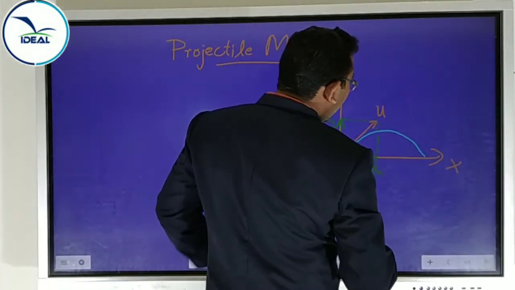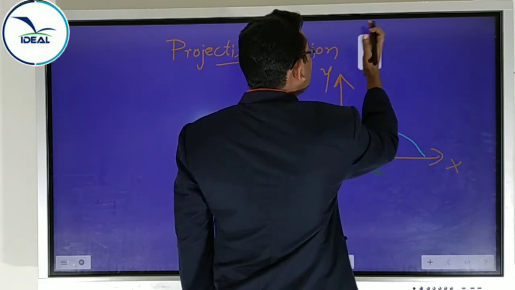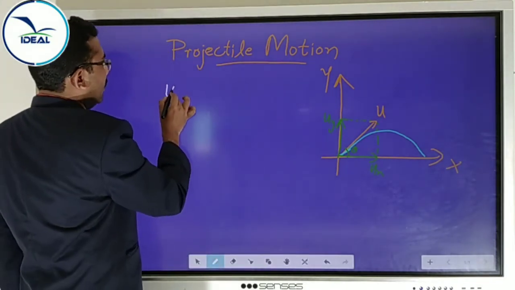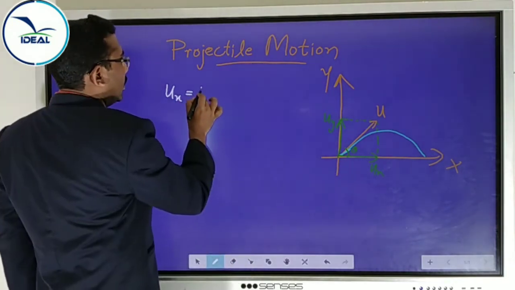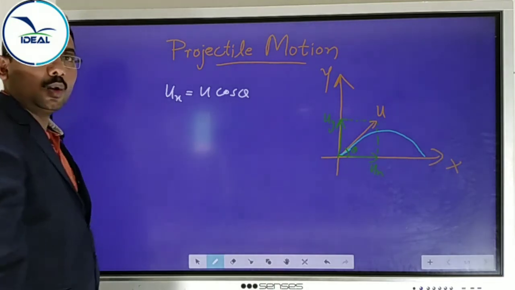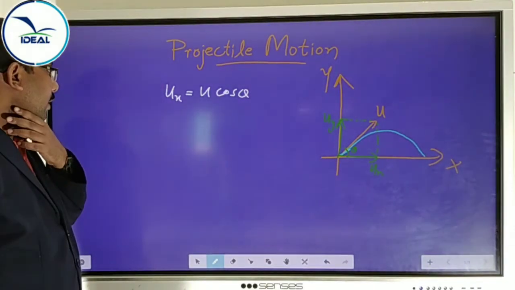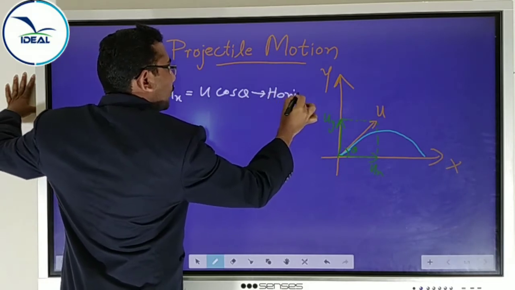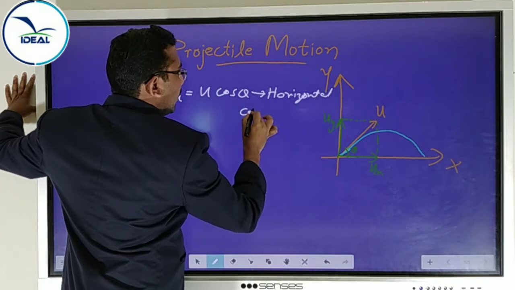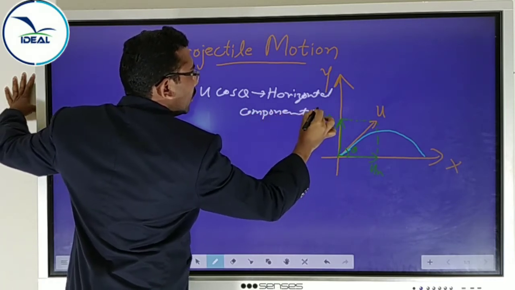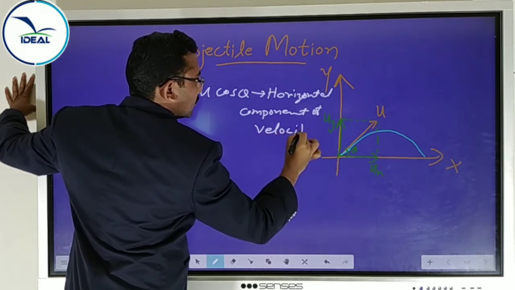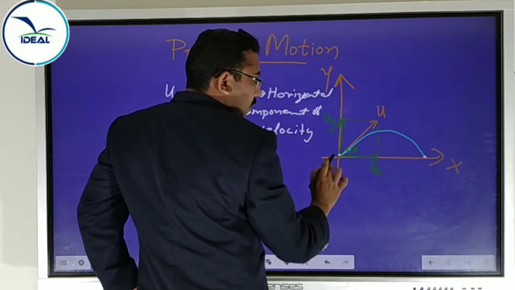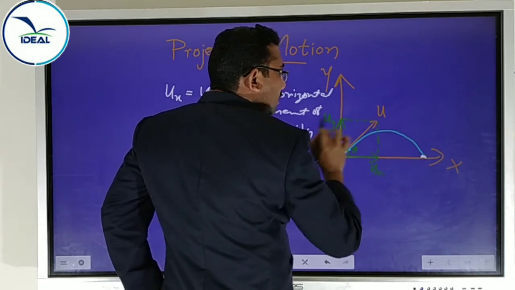Okay, we can write ux equal to u cos theta. You studied the resolution of a vector in the last class. Ux equal to u cos theta is called the horizontal component of velocity, because it moves the body horizontally and reaches this point.